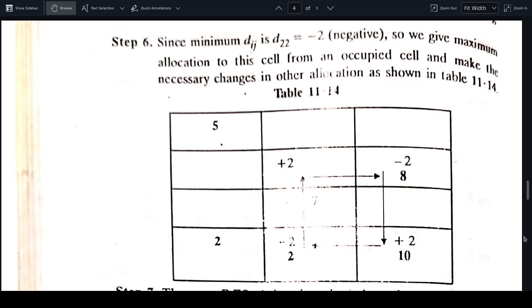Minus 2 is Dij value. So just removing minus 2, we give here allocation. So here 2, then minus 2 will be given where allocation 8 is present. So 8 minus 2 is 6, right? Then 10 plus 2 is 12, then 2 minus 2 is 0. So when we give this, then after this you see the table.